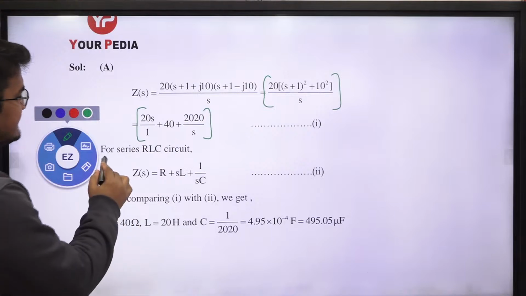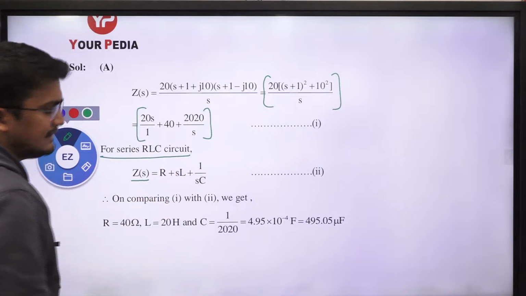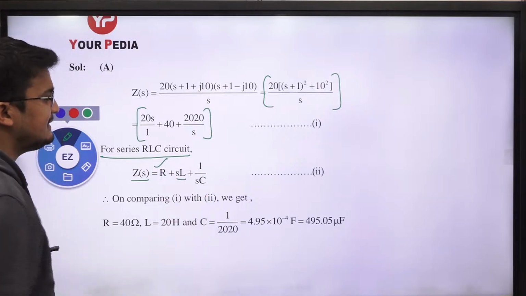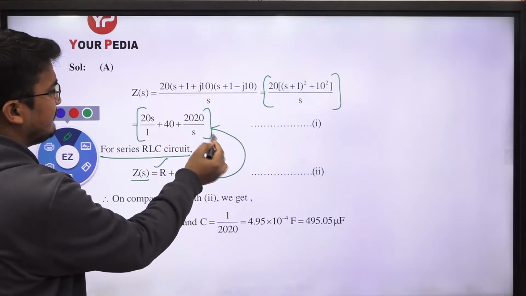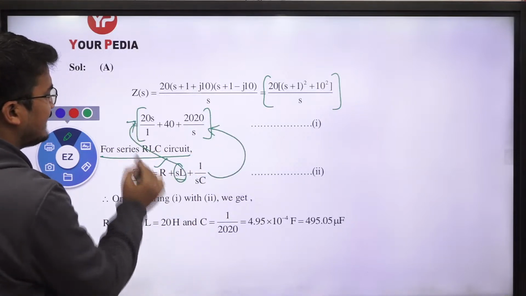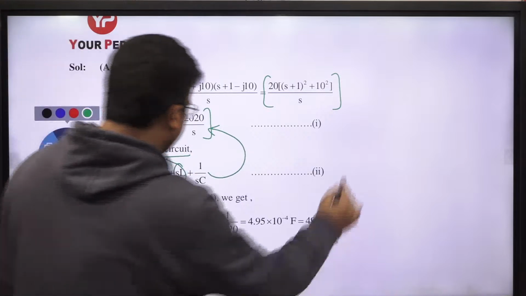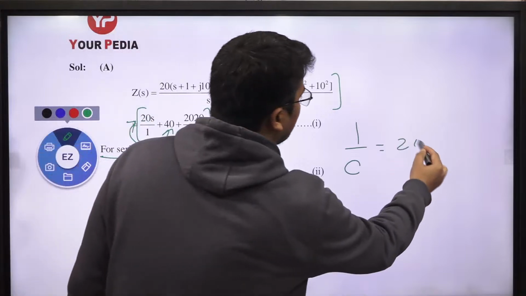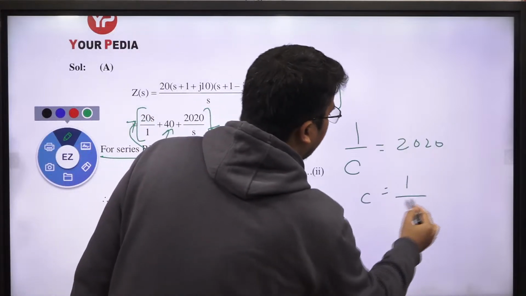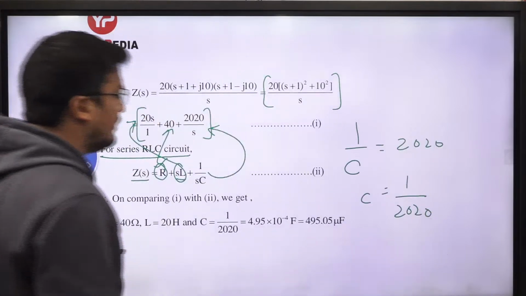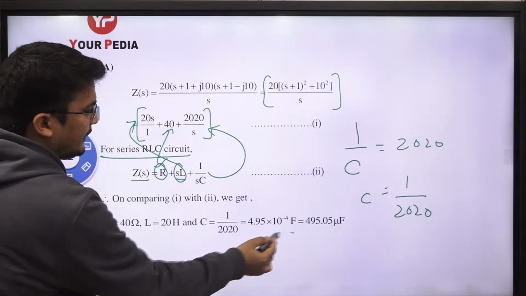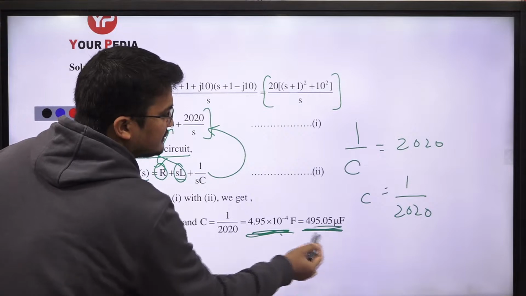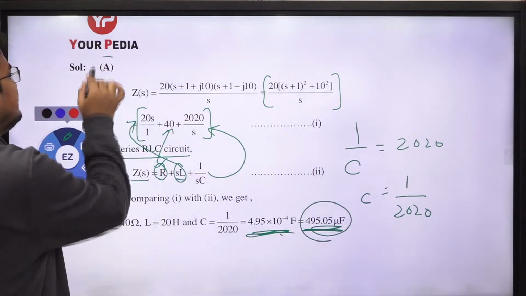And you know, for a series RLC circuit, the impedance is the addition of the impedances: R, SL, 1 by SC. Simply compare. This will give you 1 by SC, this will give you LS, and this will give you the R value. So 1 by C is equal to 2020. So C is equal to 1 upon 2020. Then according to the options, the answer comes to 4.95 into 10 to the power minus 4 farad. Since the options are in microfarad, this will be the perfect option. The answer will be A only.